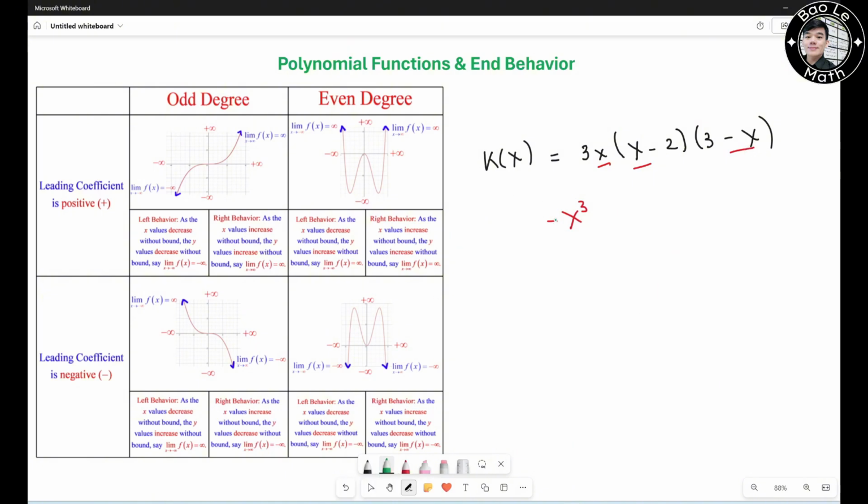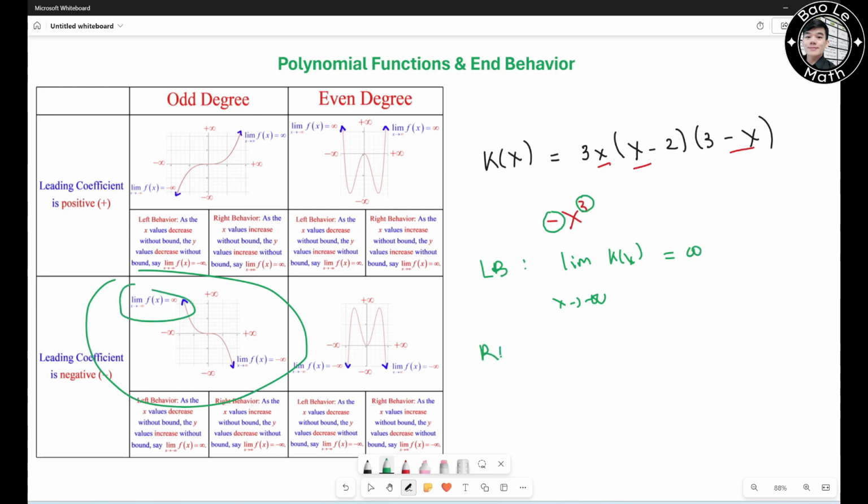And I look at this one, I see that the leading coefficient is negative, right? And then this is odd degree, right? So I look at this one, leading coefficient is negative and odd degree, I use this one, right? So I have left behavior is going to be limit of the function k of s when s approaches negative infinity is going to be positive infinity, right? This guy right here. And the right behavior, limit of the function k of s when s approaches positive infinity is negative infinity.